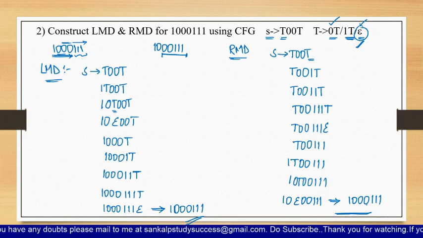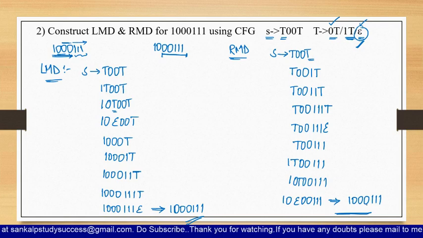First you need to analyze the question from the context free grammar. You are going to just derive it, but in the leftmost you are going to derive from the left side, and in the rightmost you are going to derive from the right side. Just that's the difference which we have.